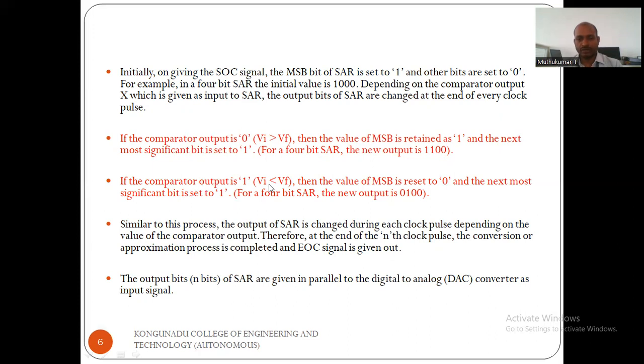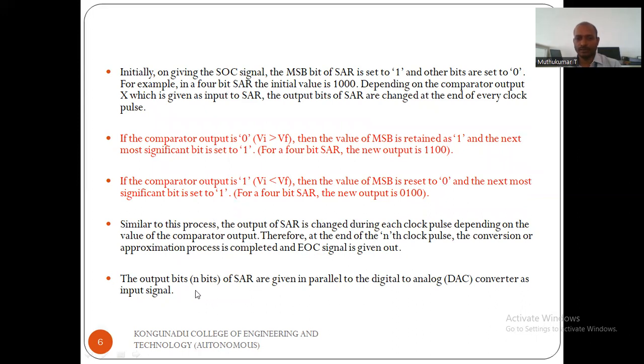Otherwise, if the comparator output is 1, that is, VI is less than VF, then the value of the MSB is set to 0 and the next most significant bit is set to 1. So the initial state is 1000, and if the comparator output is 1, it is modified into 0100. Similarly, the output of the SAR is changed during each clock pulse, depending on the comparator output. At the end of the nth clock pulse, the approximation is completed and the EOC signal is given at the output.